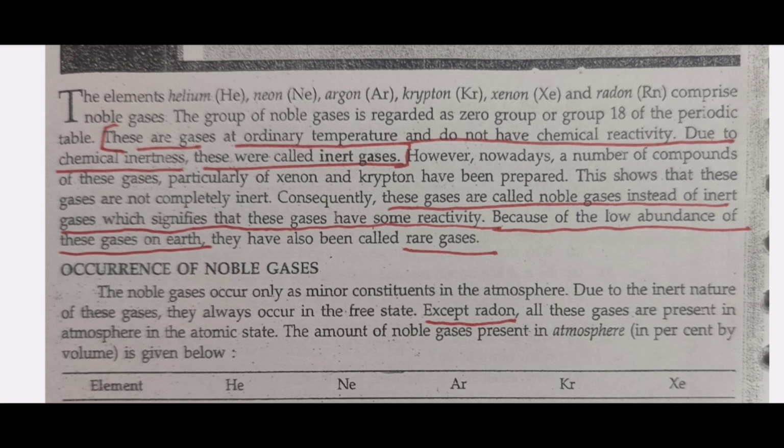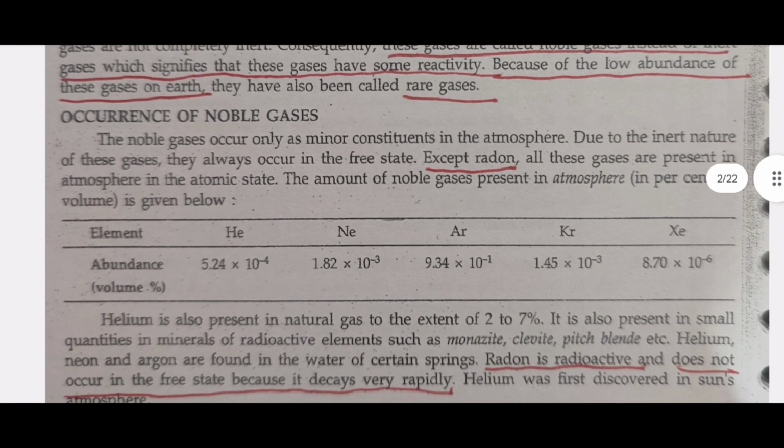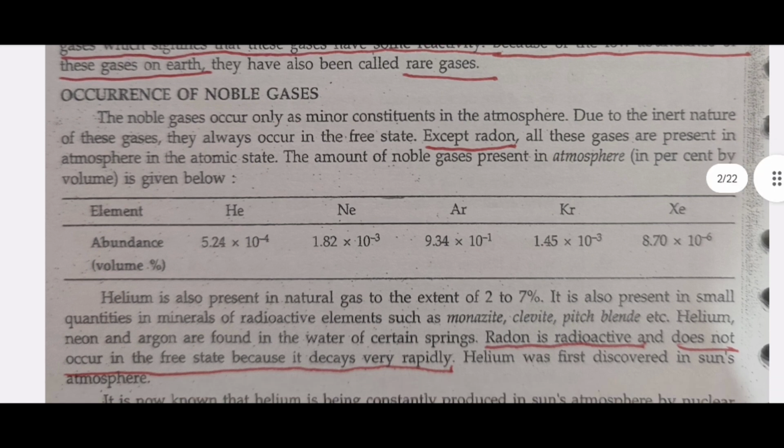These were called inert gases. However, nowadays a number of compounds of these gases, particularly of xenon and krypton, have been prepared. These show that these gases are not completely inert. Consequently, these gases are called noble gases instead of inert gases, which signifies that these gases have some reactivity. Because of the low abundance of these gases on Earth, they have also been called rare gases.